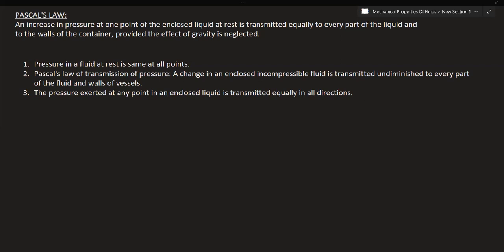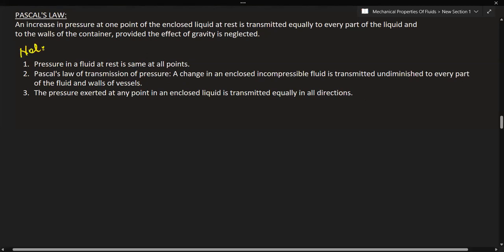Now we have another law, which is known as Pascal's law. See, an increase in pressure at one point of the enclosed liquid at rest is transmitted equally to every part of the liquid and to the walls of the container, provided the effect of gravity is neglected. This is the statement of Pascal, so I'll explain to you how. I've written these important points also, note them also.